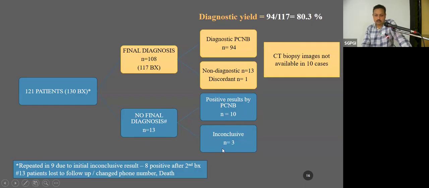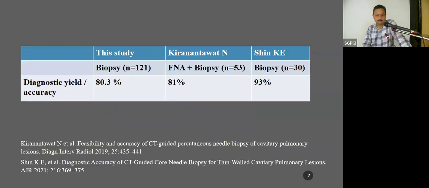In cases where we don't have the final diagnosis, the positive results by CT-guided biopsy were obtained in 10 patients, and inconclusive results were in 3. In 9 patients in whom we performed a repeat biopsy, in 8 we could get a positive result. However, in only one patient, even after the second biopsy, we could not get the final result.